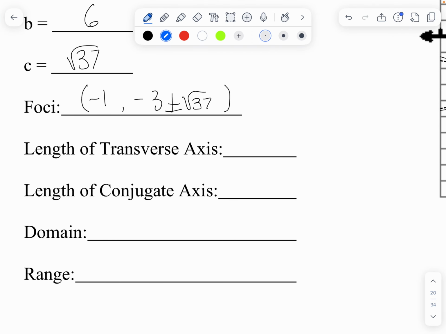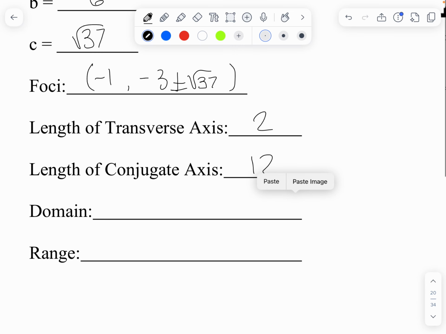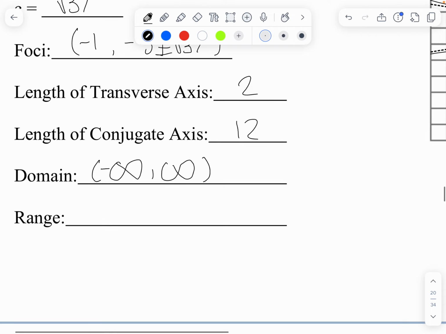And the length of the transverse axis, so 1 plus, not 1 plus 1. Oh yeah, it is 1 plus 1. So 1 plus 1 equals 2. The conjugate axis is 6 plus 6 equals 12. And then since this is vertical, the domain is just negative infinity to positive infinity. And the range, there's only a 2-unit gap, so it's just here.